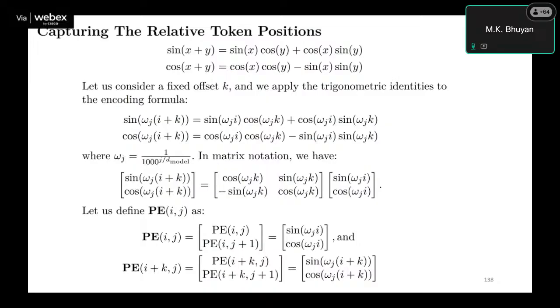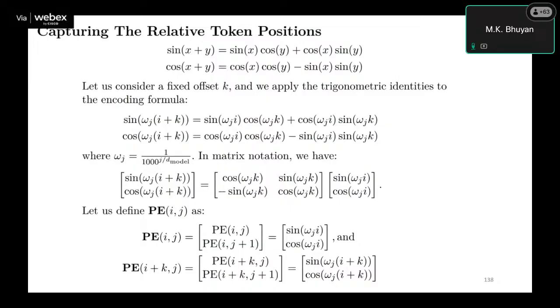Corresponding to this offset, if I apply this principle, sine of omega j into (i plus k) can be represented as sine(omega j i) cos(omega j k) plus cos(omega j i) sine(omega j k). And similarly, the cos can also be expanded: cos(omega j (i plus k)) is equal to cos(omega j i) cos(omega j k) minus sine(omega j i) sine(omega j k).